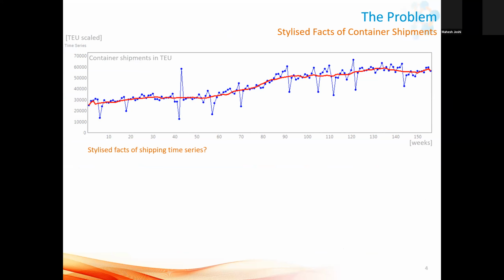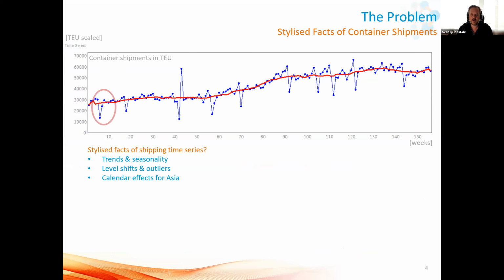Just a quick thing, the stylized facts of the problem of container shipments, right? This is a time series of actual container shipments with a centered moving average, just showing you the non-stationarity, right? So we have trends in there. We have structural breaks. We have seasonality in there normally when you look at reefer containers. We have level shifts, outliers. In addition, we have repetitive calendar effects, which actually show us disruptions.